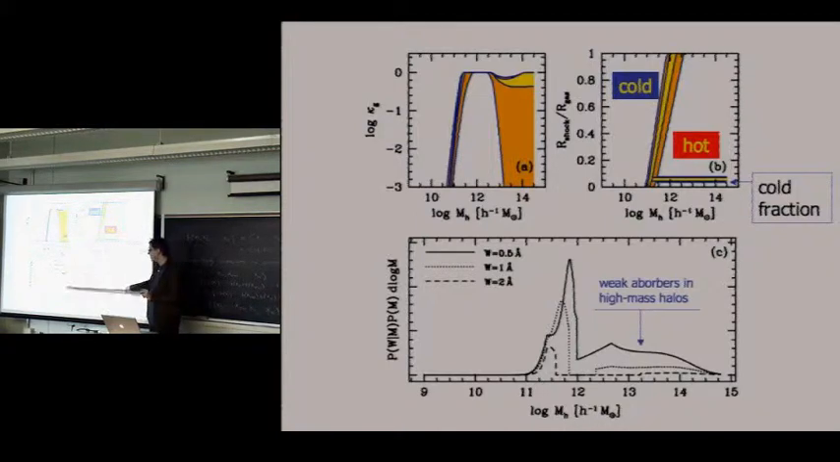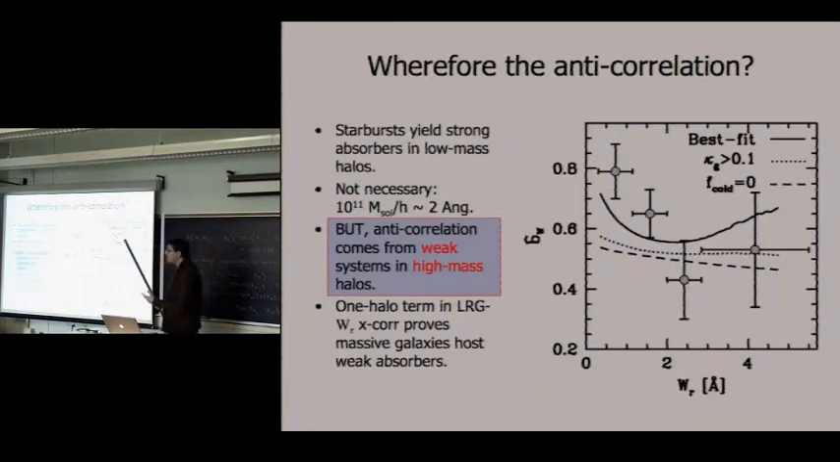Now, for strong absorbers, like 2 angstroms, they're only going to be found at the downside of this transition mass. And they're not going to be found up in the high mass regime. But you can have the weak absorbers in both low masses and in high masses. So this exactly explains where you get this anti-correlation. So Boucher, who did these measurements, interpreted this as being evidence of starburst, that the only way you can get these strong absorbers in the low mass halos were outflow winds.